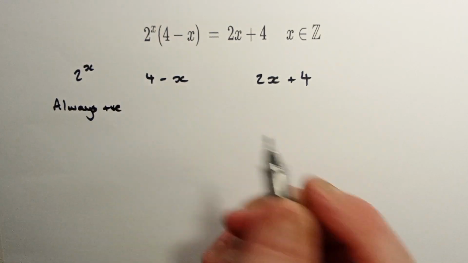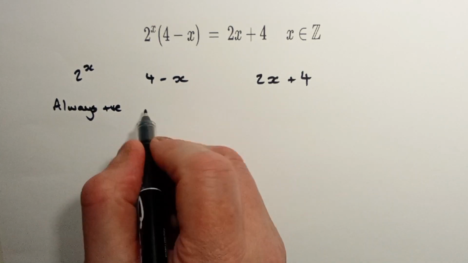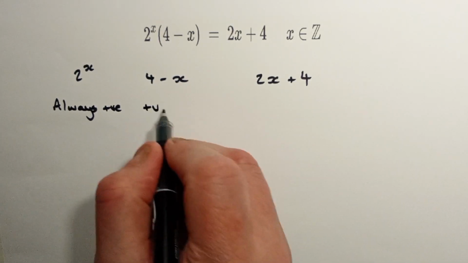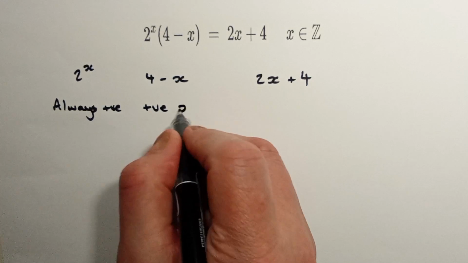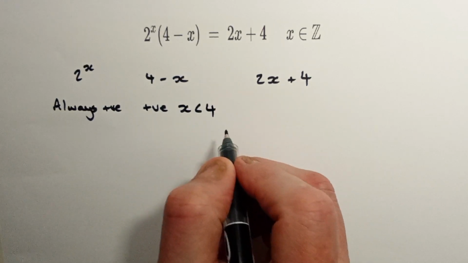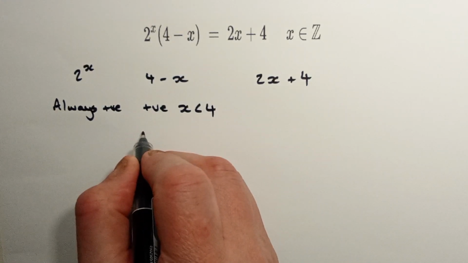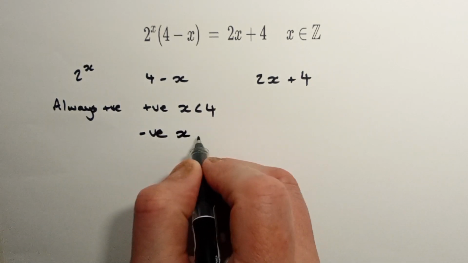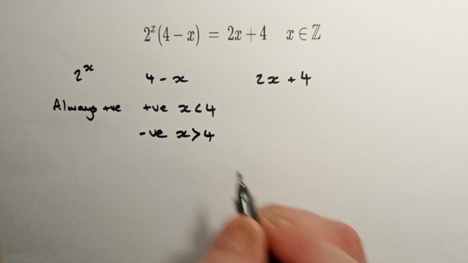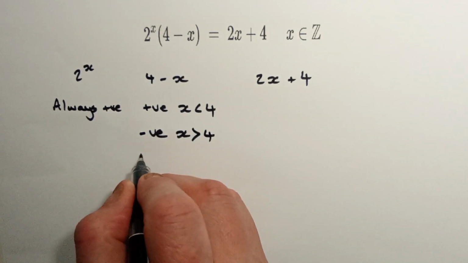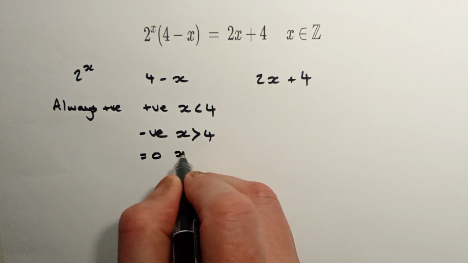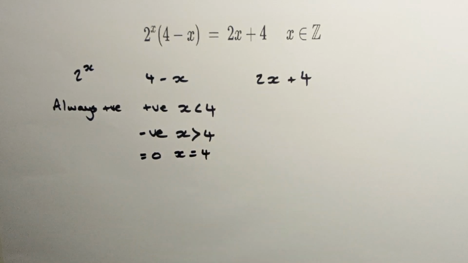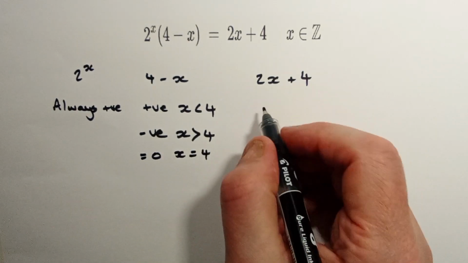So if 4 minus x is positive, 2x plus 4 is positive, then we may have an answer. Same for negative and same for 0. So let's work through each of those. 4 minus x is positive when x is less than 4, and it's negative when x is greater than 4. And to test out the 0, when x equals 4, sorry, the term equals 0.